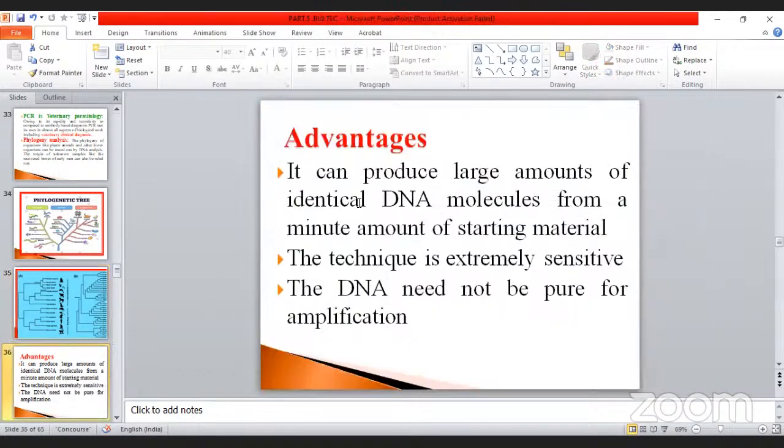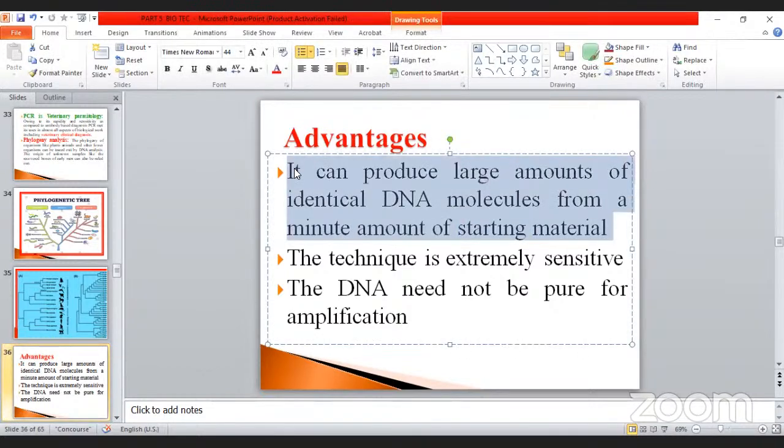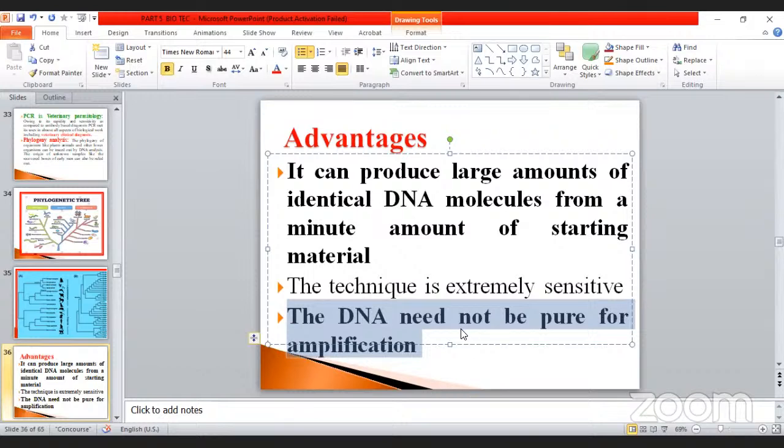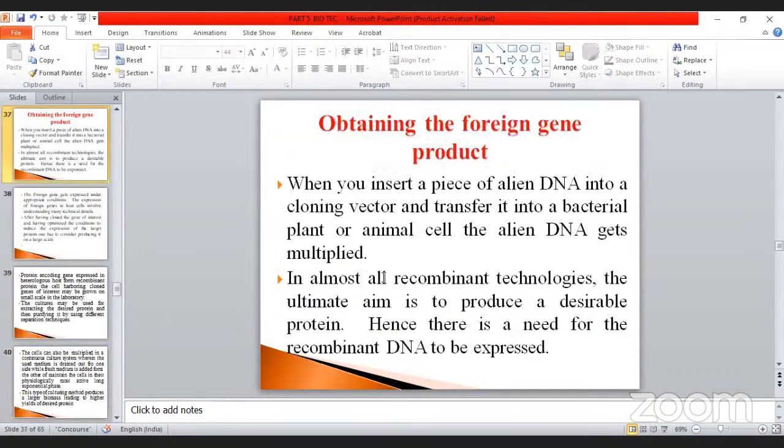Okay. The last one. What are the advantages? It can produce a large amount of identical DNA molecules from a minute amount of starting material. This is the important advantage. And the technique is extremely sensitive. Okay. The DNA need not be pure for amplification. It should not need to be pure. It may be impure also. It can be amplified. That is very, very important.